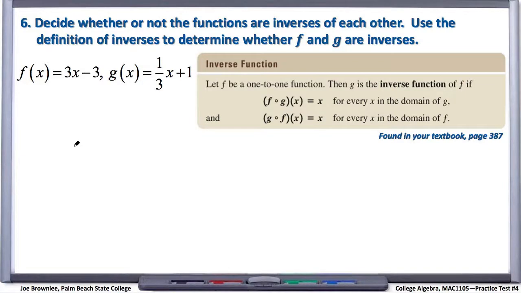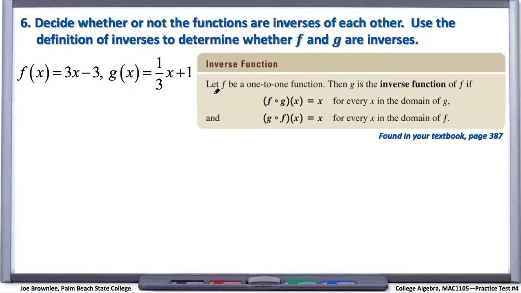All right, number 6, decide whether or not the functions are inverses of each other. Use the definition of inverses to decide whether f and g are inverses. We've been given f of x equals 3x minus 3 and g of x equals 1 over 3x plus 1. We're going to use the chart from page 387 there off to the right to help us.